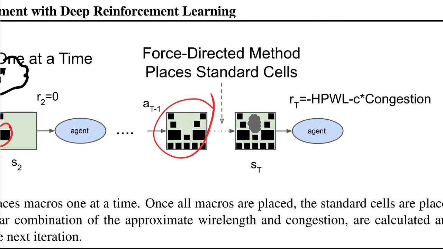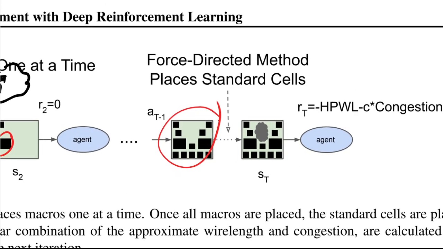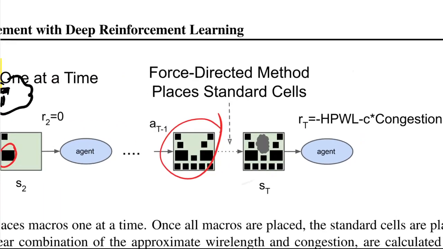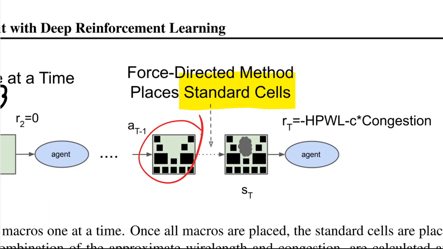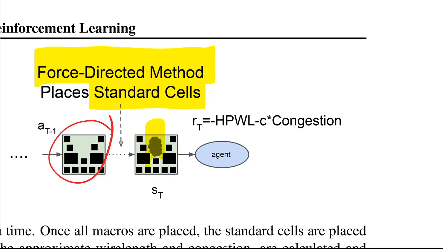Now, this isn't actually the end. After you have placed all your things, there is another method coming in. This is called the force-directed method, placing yet more things. So what you actually place with this agent is only the things called macros. Now, I have no idea what those are or how these are different from the standard cells, but apparently you must use a force-directed method, which you can think of as just an algorithm you run to place the standard cells. And these are these gray blobs here.